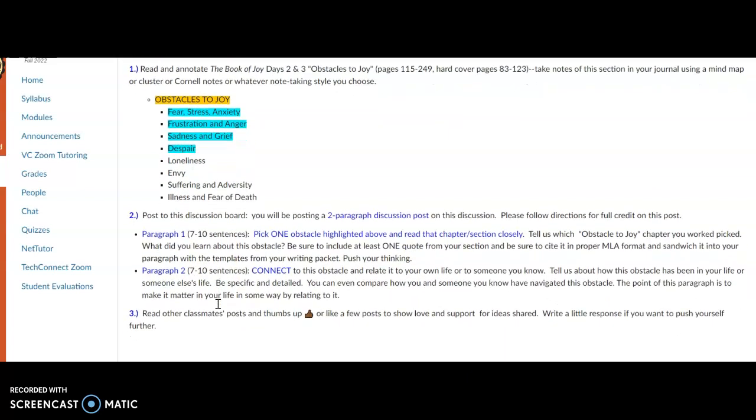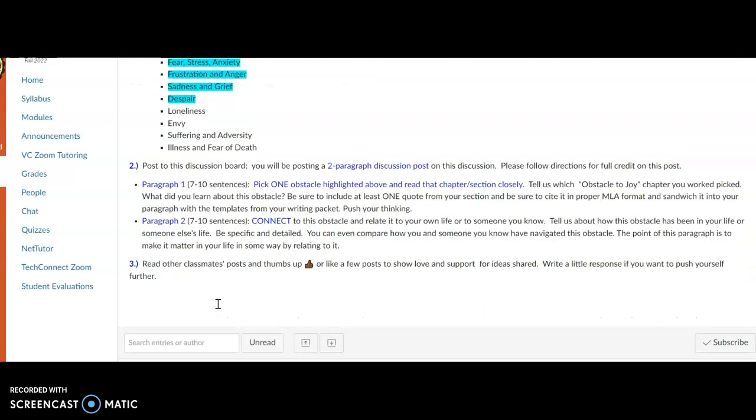In the second paragraph, you're going to connect to the obstacle and relate it to your own life or someone you know. Tell us about how this obstacle has been in your life or someone else's life. Be specific and detailed. You can engage in the rhetorical modes, narrative, description, detail, compare and contrast, whichever one speaks to you, but you're really just using those writing craft skills and delving deeper into the obstacle to joy that you're looking at.